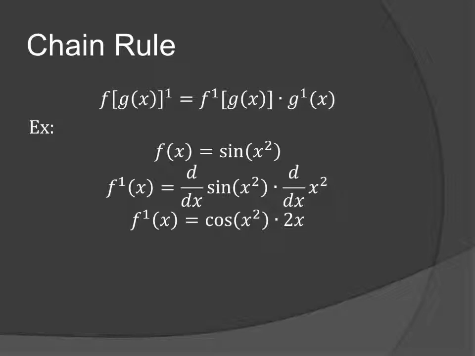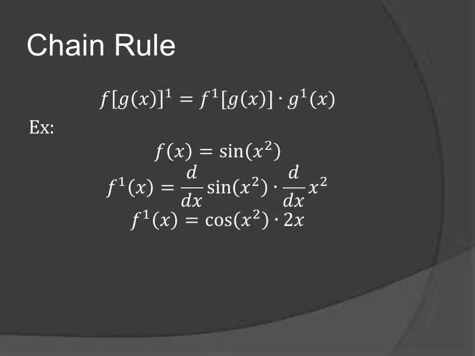So, for an example, if f of x is equal to sine of x squared, then the derivative of f of x is equal to the derivative of sine, and then g of x, which is x squared, times the derivative of g of x, which is the derivative of x squared.